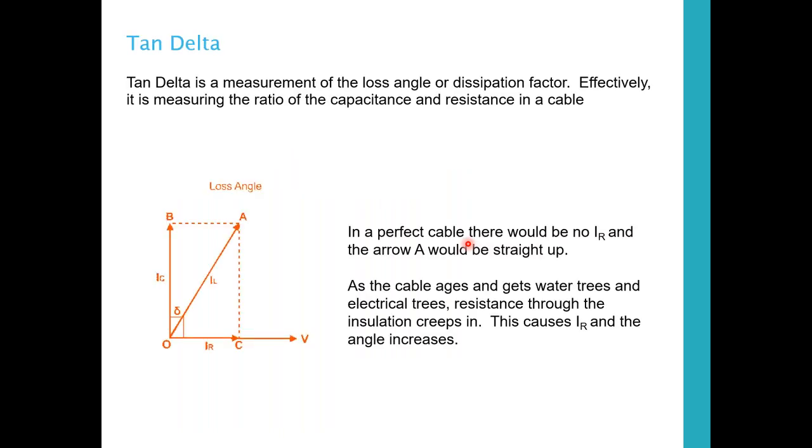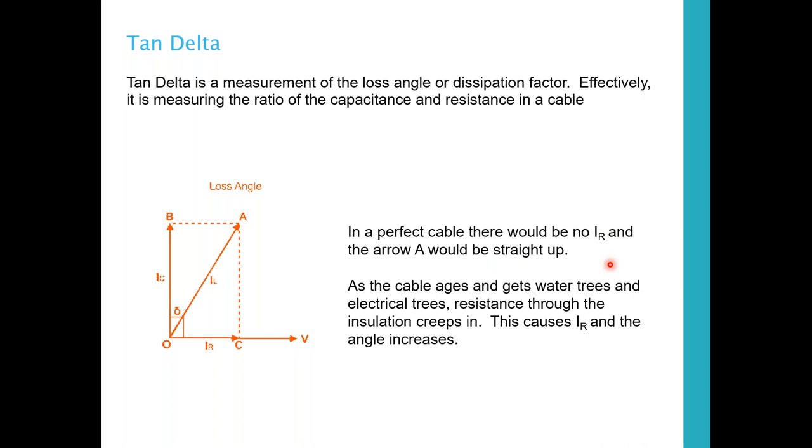Tan delta testing is really looking at, as we've already discussed, the loss angle or dissipation factor, looking at the ratio of the capacitance to resistance of the cable and its insulation. So we're really looking at the ratio between how much capacitive and how much resistance there is in the insulation remaining.